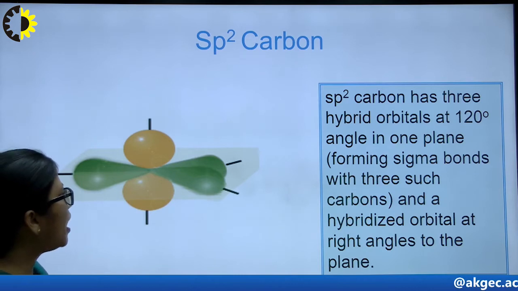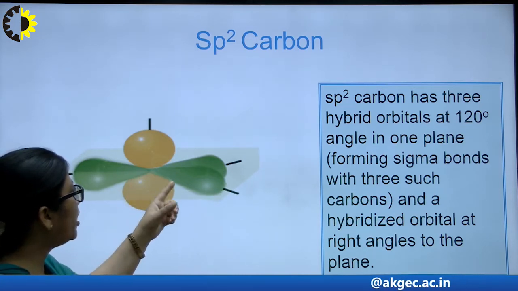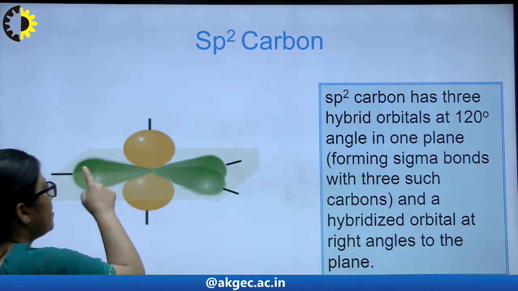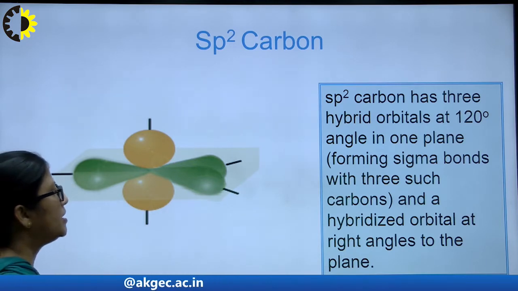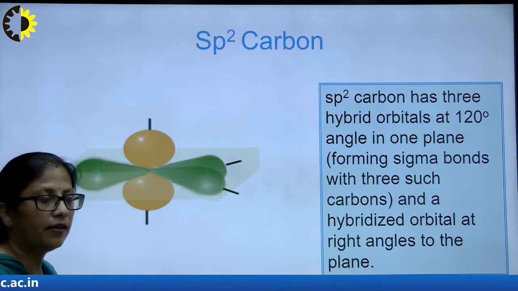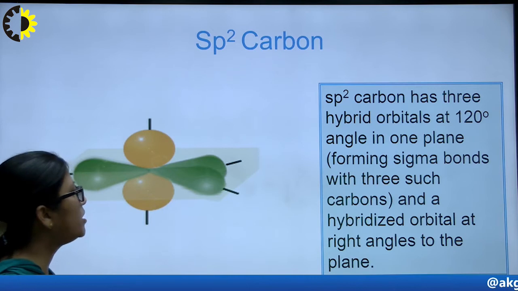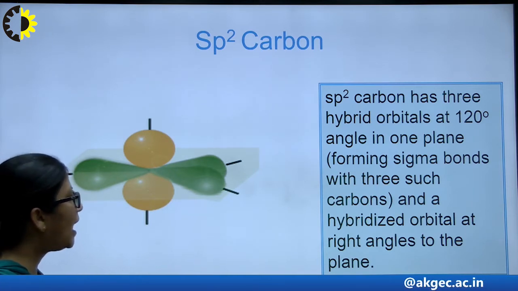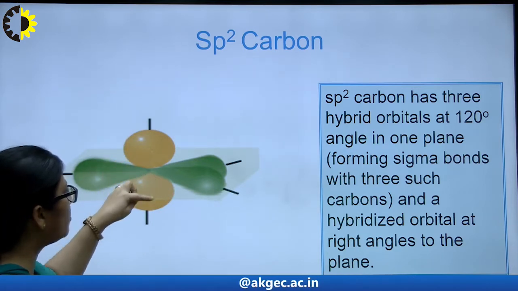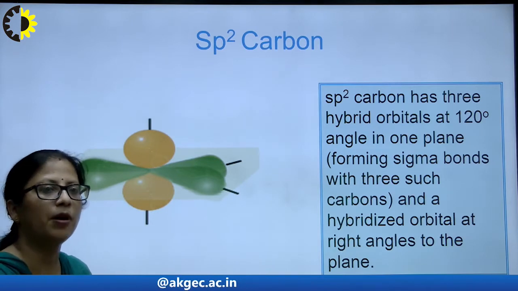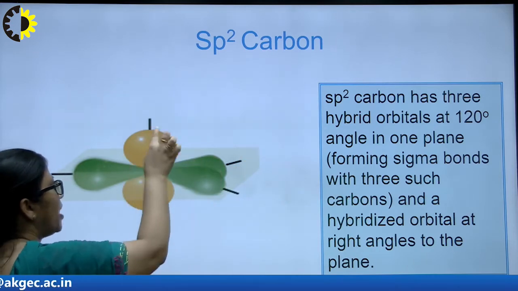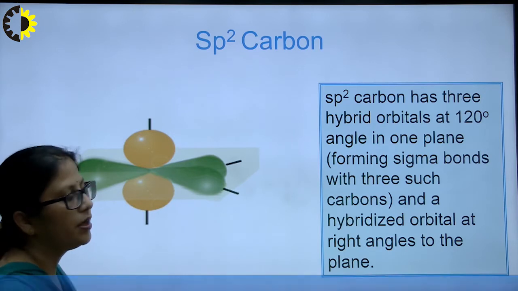Now, sp2 carbon has 3 hybrid orbitals at 120 degrees angle in one plane. So these are the sp2 hybridized orbitals, and the angle between them is around 120 degrees, forming 3 sigma bonds with 3 such carbons. The unhybridized orbital is present at right angles to this plane. This is the pi orbital, which is not involved in the formation of the sigma bond. If this is the plane, then this pi orbital is present perpendicular to the plane.